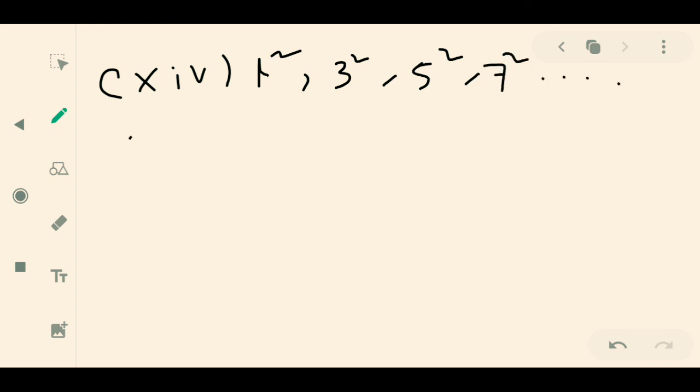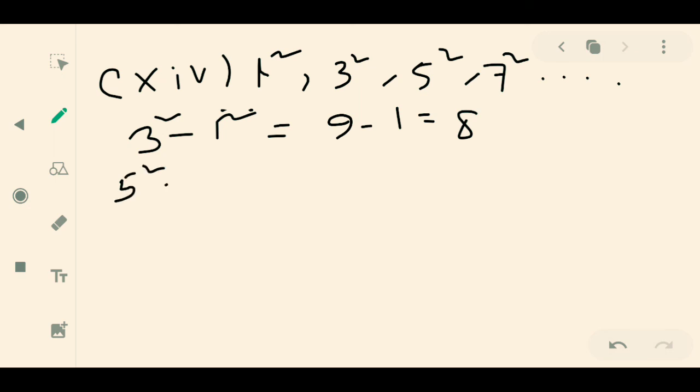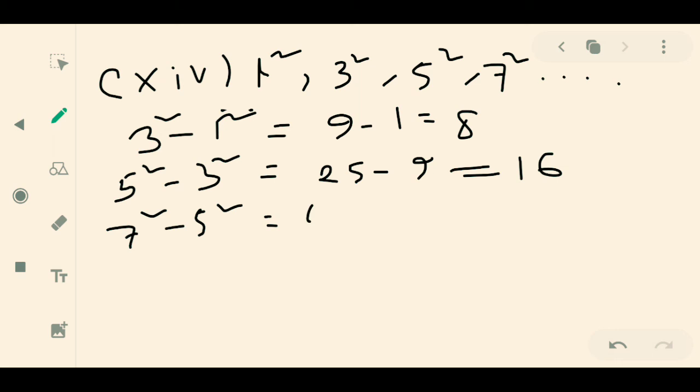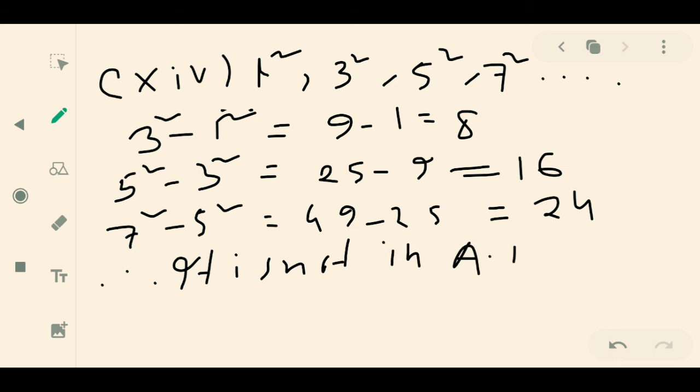Number 14. So in number 14, what is there? 1 square, 3 square, 5 square, 7 square, and so on. 3 square minus 1 square, that means 9 minus 1, we get 8. Then 5 square minus 3 square, 25 minus 9, 16. Then 7 square minus 5 square, 49 minus 25, it is 24. We are not getting the same difference, therefore it is not in AP. Since it is not in AP, no need to find out more.